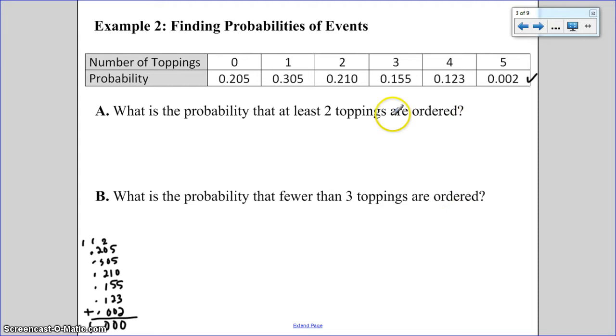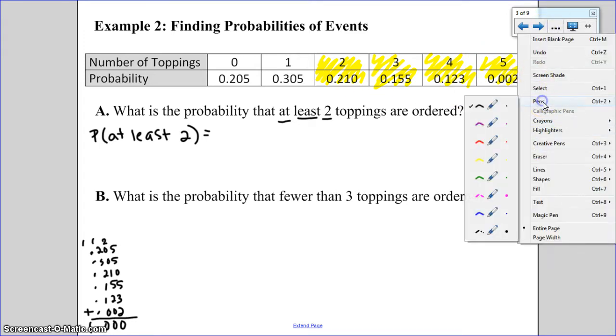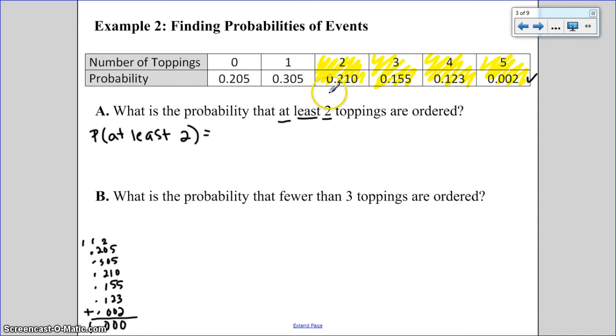Now, in this first problem, it asks, what is the probability that at least, I'm going to highlight that, at least 2 toppings are ordered. So I'm going to write probability, and then I'm just going to quickly write at least 2. Now I'm going to use my highlighter and highlight at least 2. Well, that includes the probability of getting 2 toppings, 3 toppings, 4, or 5. These are all at least 2. So when I get my probability, I can actually add each of these probabilities of getting 2, 3, 4, or 5. So I'm just going to add all of those up.